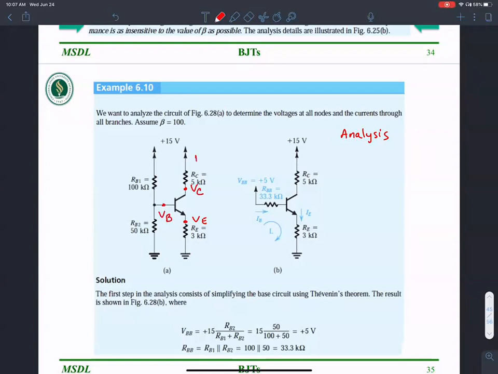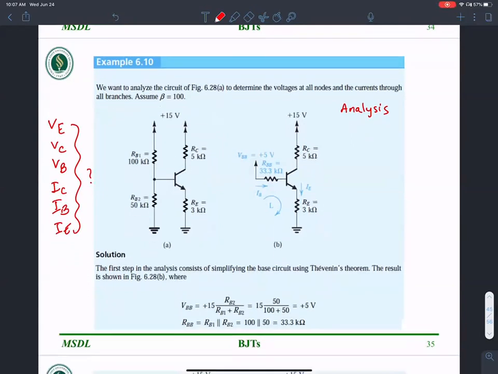And then of course IC, IE, and IB. This is what we are asked to find out. By analysis, we are expected to find out all of these values. If we find VE, VC, VB, and IC, IB, IE, then we can call our analysis complete. Let's see where we can begin.